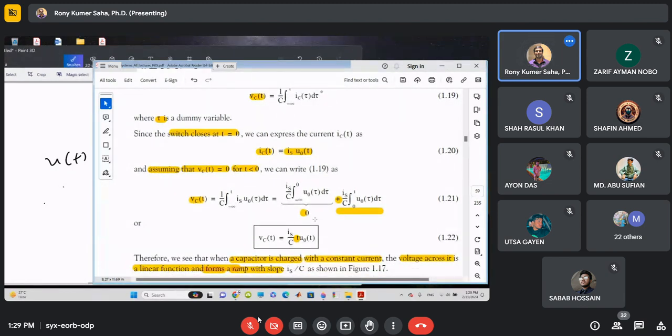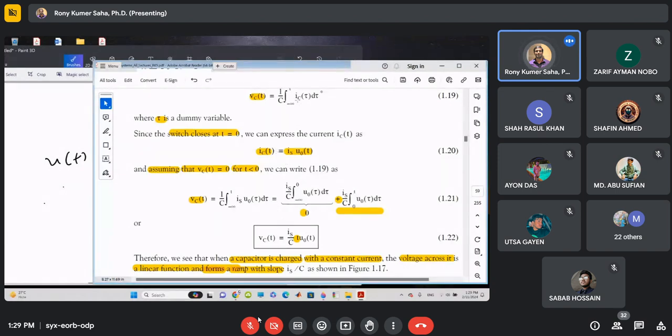So what we have here, this one is 0, as I said. There is no voltage across this capacitor. Okay, let's get back to this.